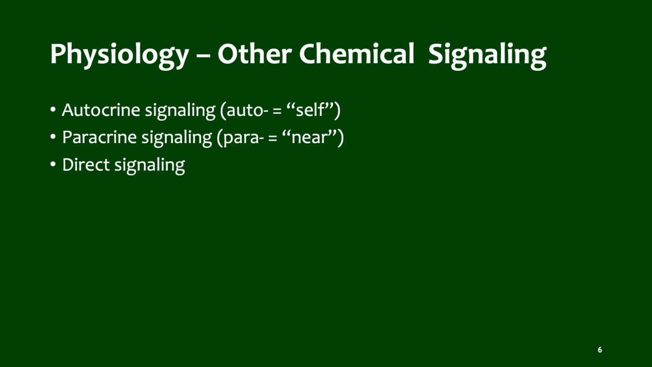As you probably are already familiar, the prefix auto is self, like autoimmune disease, or para is near. So paracrine signaling is like nearby cells. And then direct, that's just English. So make sure to understand that there is not just one type like endocrine signaling, but there's also other types as well.